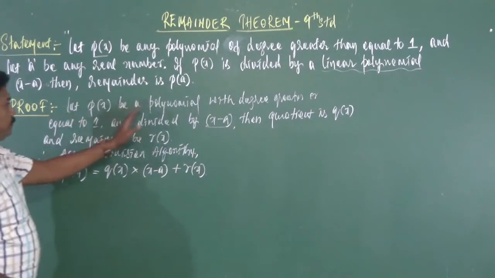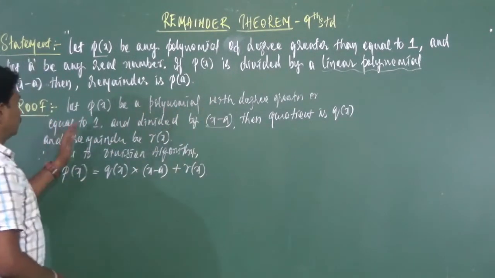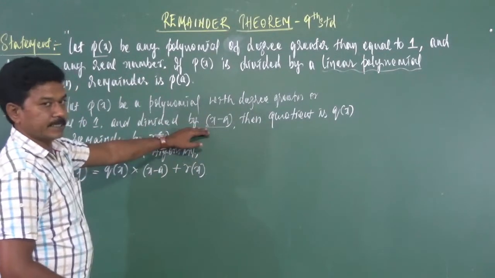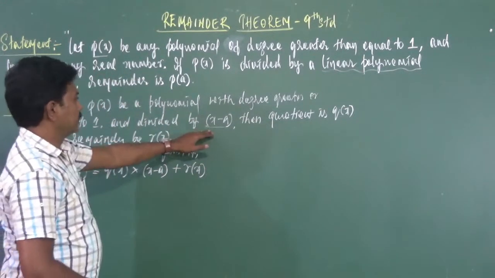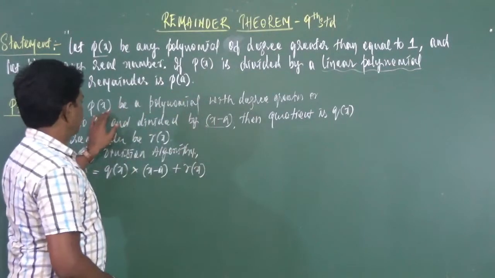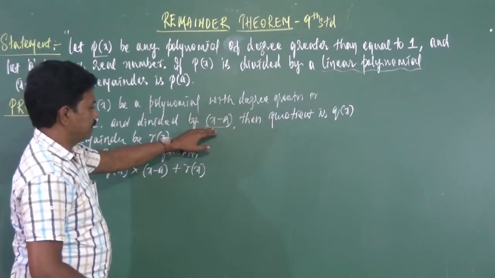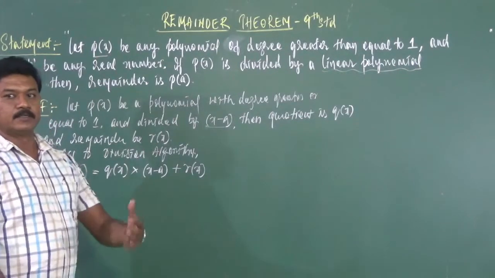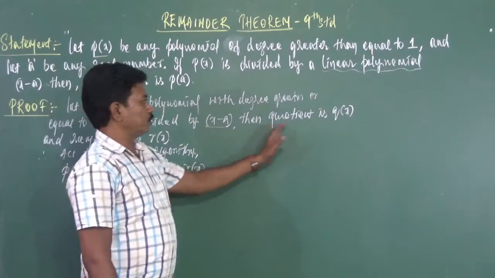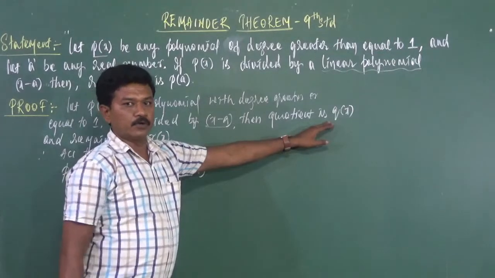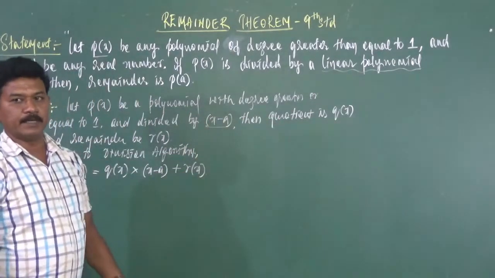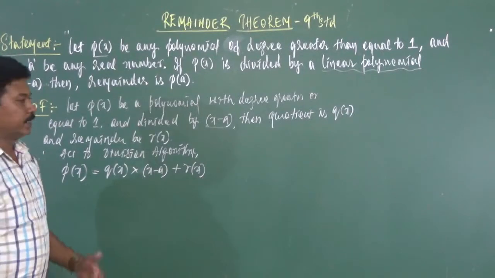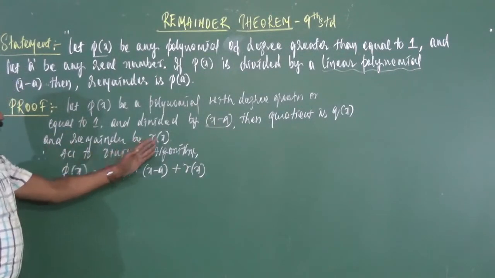So let p of x be a polynomial with degree greater than or equal to 1 according to the data I have taken, and it is divided by the linear polynomial x minus a. So when we divide the polynomial p of x by a linear polynomial x minus a, then we get two things. One is the quotient, another is the remainder. So I have guessed the quotient. Then the quotient is q of x, and we surely will get the remainder. Either 0 we get, or a non-zero remainder we are going to get. So let the remainder be r of x.